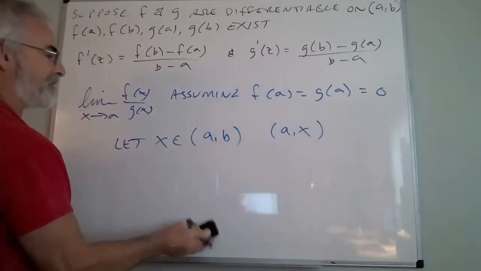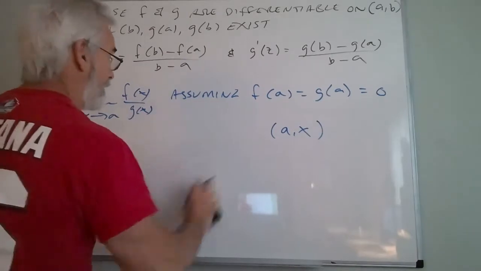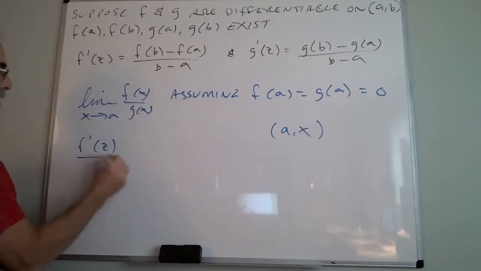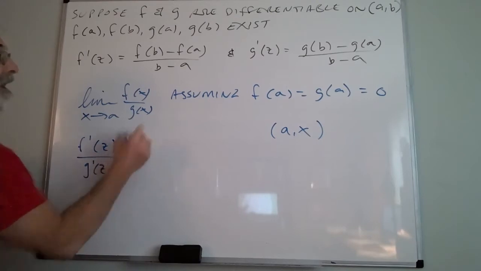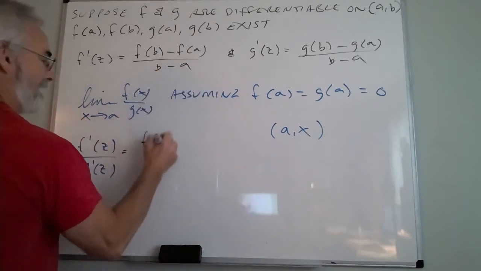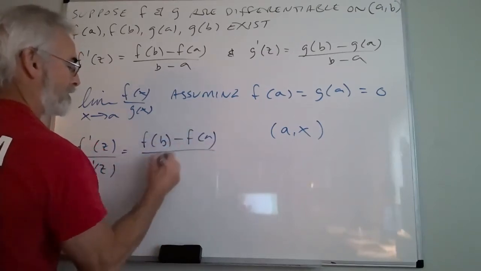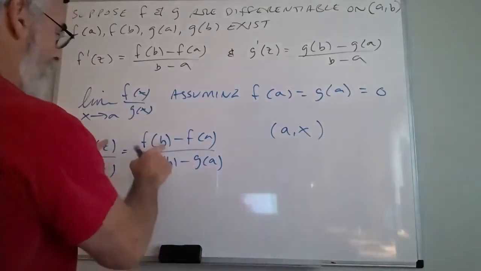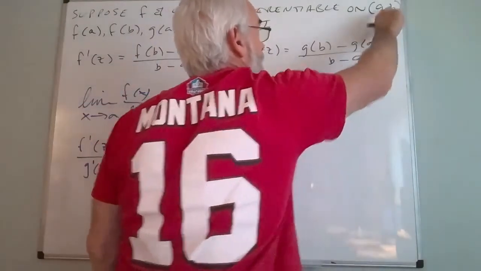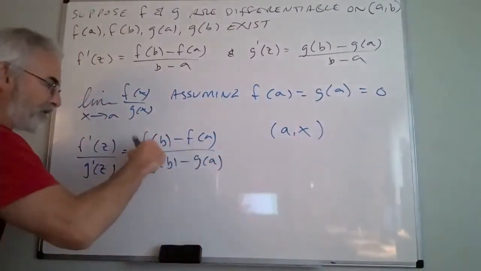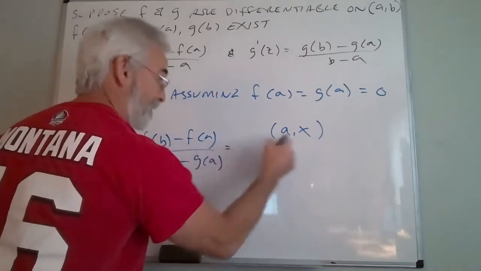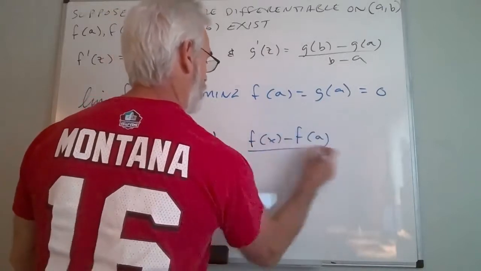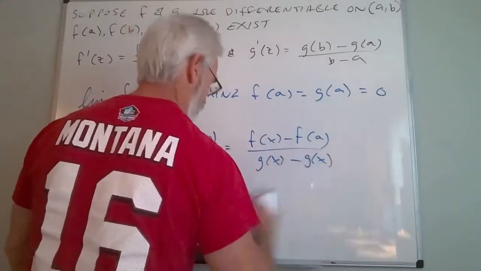So if x is any value in the open interval, but in variable form, then I can rewrite this as, first of all, f prime of z over g prime of z. I want to write that first. That's going to be f of b minus f of a over g of b minus g of a. Sometimes this is referred to as Rolle's theorem also. This is still from Calc 1. But I'm going to change the interval from a to b to a to x. So what that's going to do is change this, since I'm on this interval, to f of x minus f of a over g of x minus g of a.